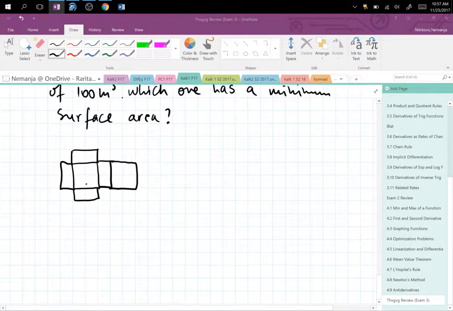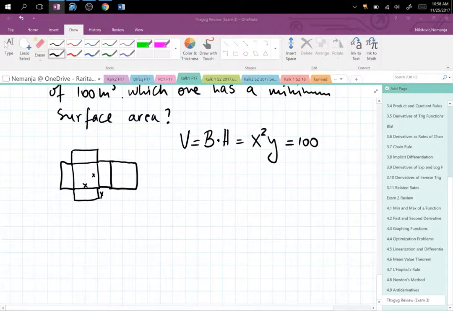Now we see that these sides are x and x, and the height of the box is y. They're talking about the volume. Volume is area of the base times the height. The base is x squared, and the height is y, and that's 100 meters cubed. So yay, we have our constraint equation that relates variables x and y.